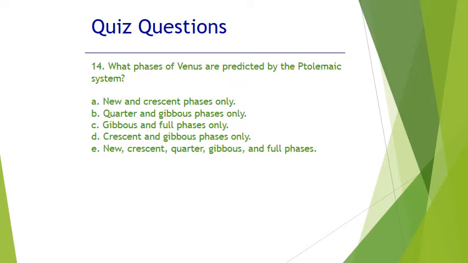Okay, I may give you a second to pause the video if you want and actually answer this question before I give you the answer, but it should be pretty apparent, especially considering the last video that I just created for you, that Venus in the Ptolemaic system can only possibly go through a new phase and crescent phase. It never gets to quarter, as we discussed. It certainly never gets to gibbous or full. So your best answer here is choice A.